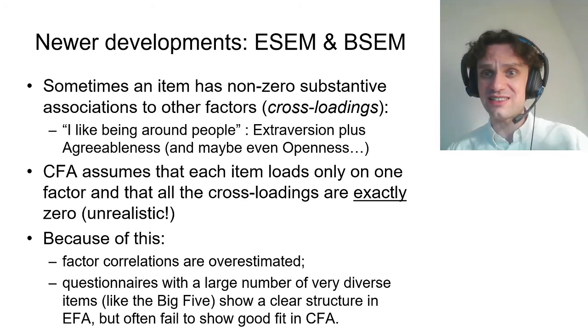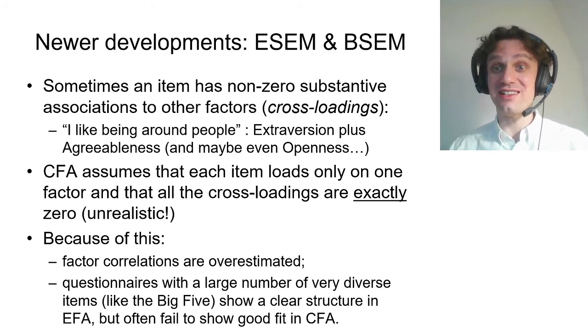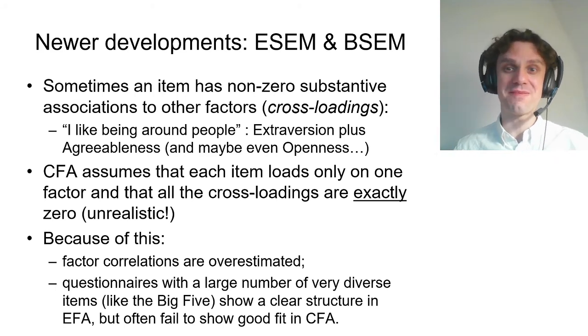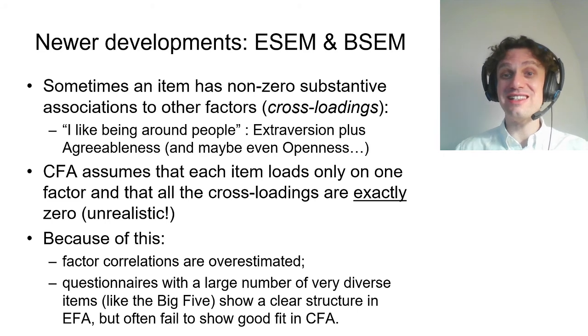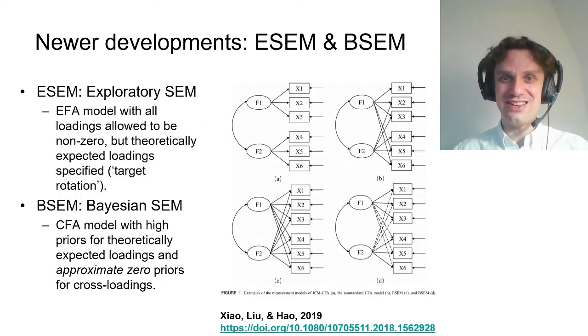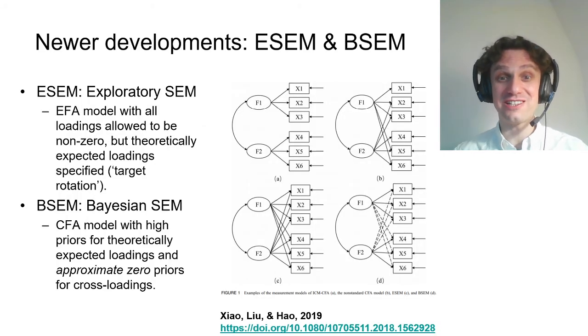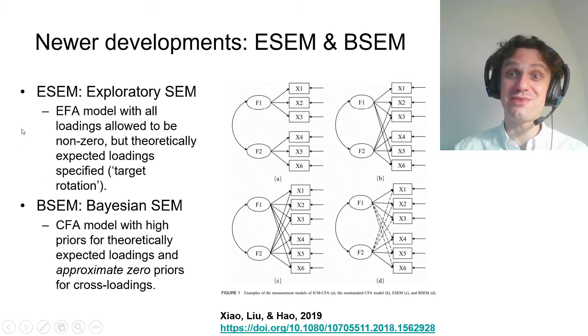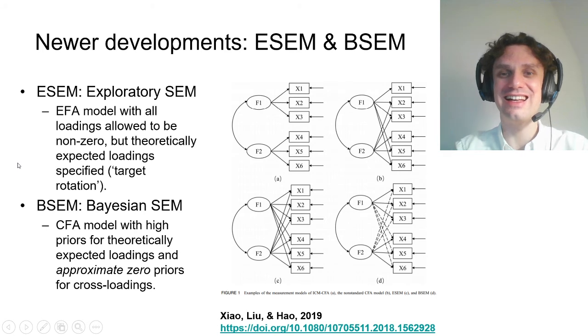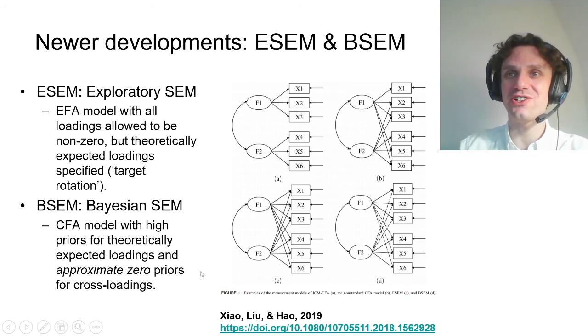The same goes for questionnaires like the Zimbardo time perspective inventory, and other questionnaires with a large number of items that are very diverse. What can you do to remediate this situation? You can use two newer approaches. One approach is called exploratory structural equation modeling, and it's basically a type of model shown here on C, a subpart of this diagram. Essentially, it's the same as exploratory factor analysis, because all the variables are connected to all the factors.